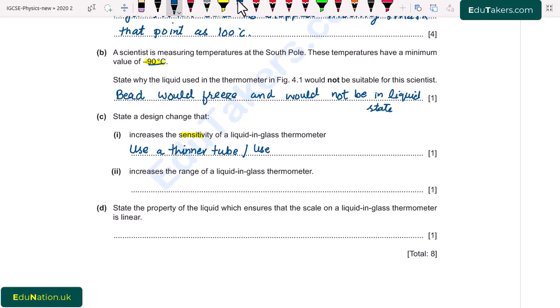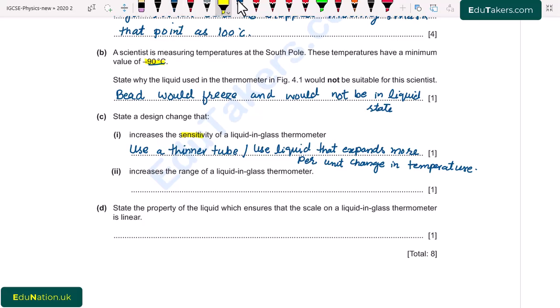Use a liquid that expands more per unit change in temperature. By using this, the liquid becomes more sensitive and travels more for the same temperature change.